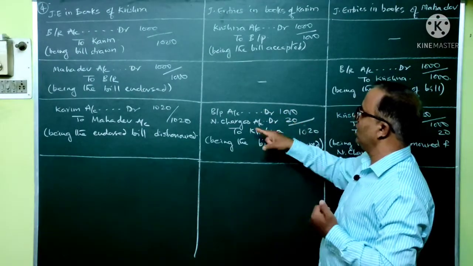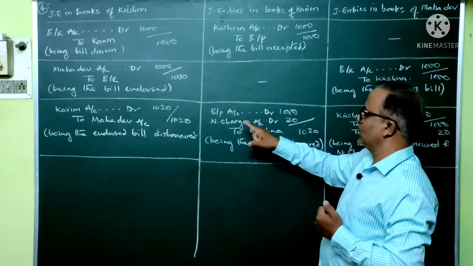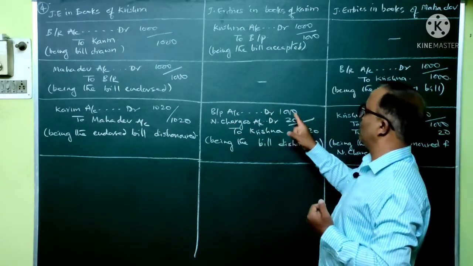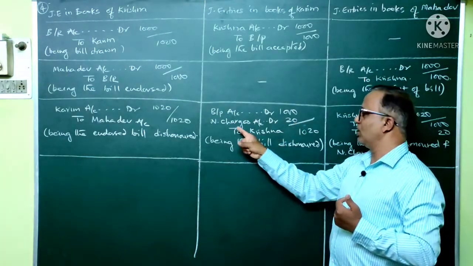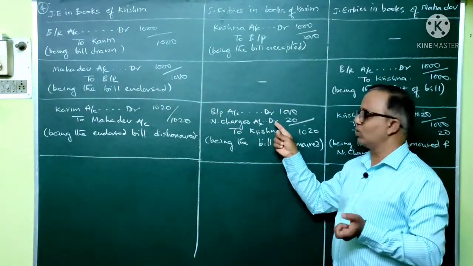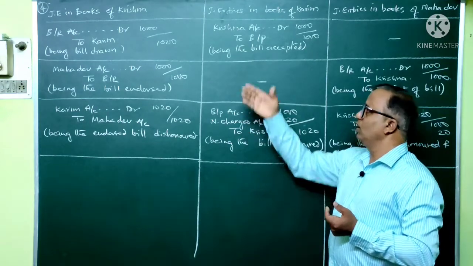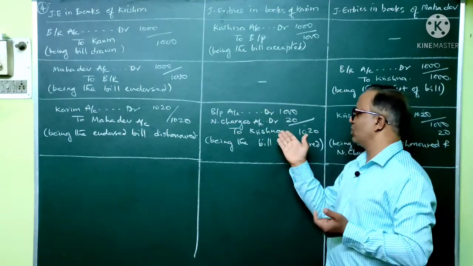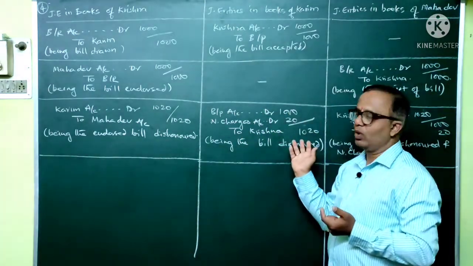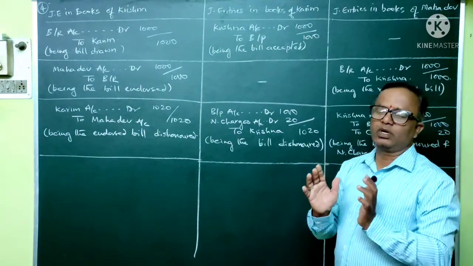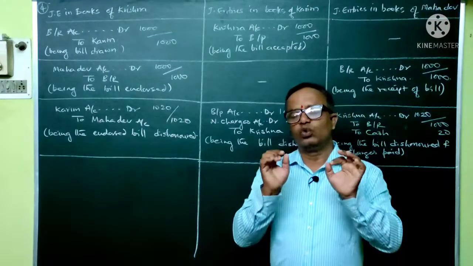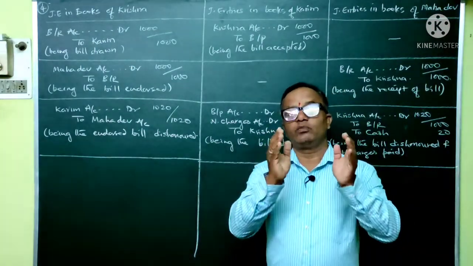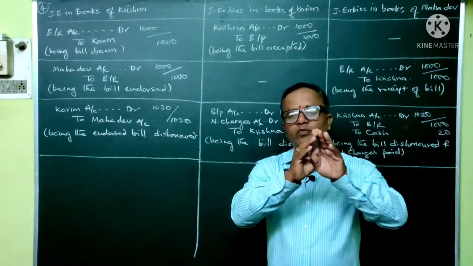So he will be writing the entry: bills payable account debit with the amount of 1000 rupees bill amount, plus noting charges of 20 payable, which are an expense to him. Noting charges account he is going to debit. Then to Krishna, because he has accepted the bill from Krishna, totally 1020. So in this chapter it is very simple. The only concept you should follow is, in whose books we are writing the entry, think from that particular party's point of view, and it will be very clear to you.